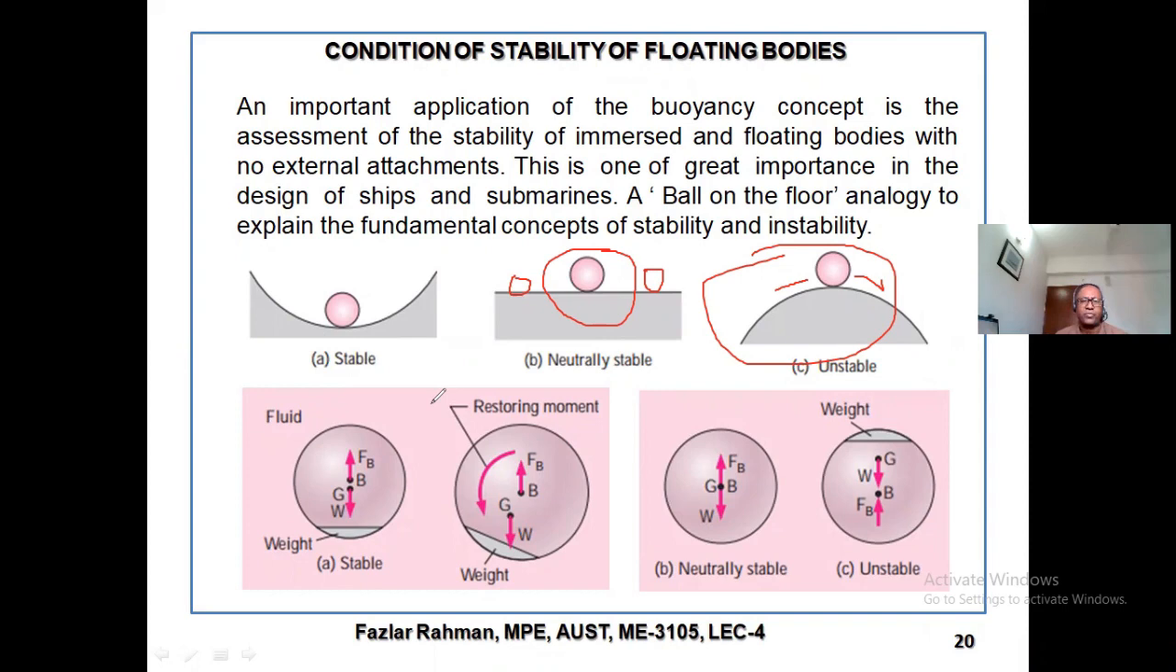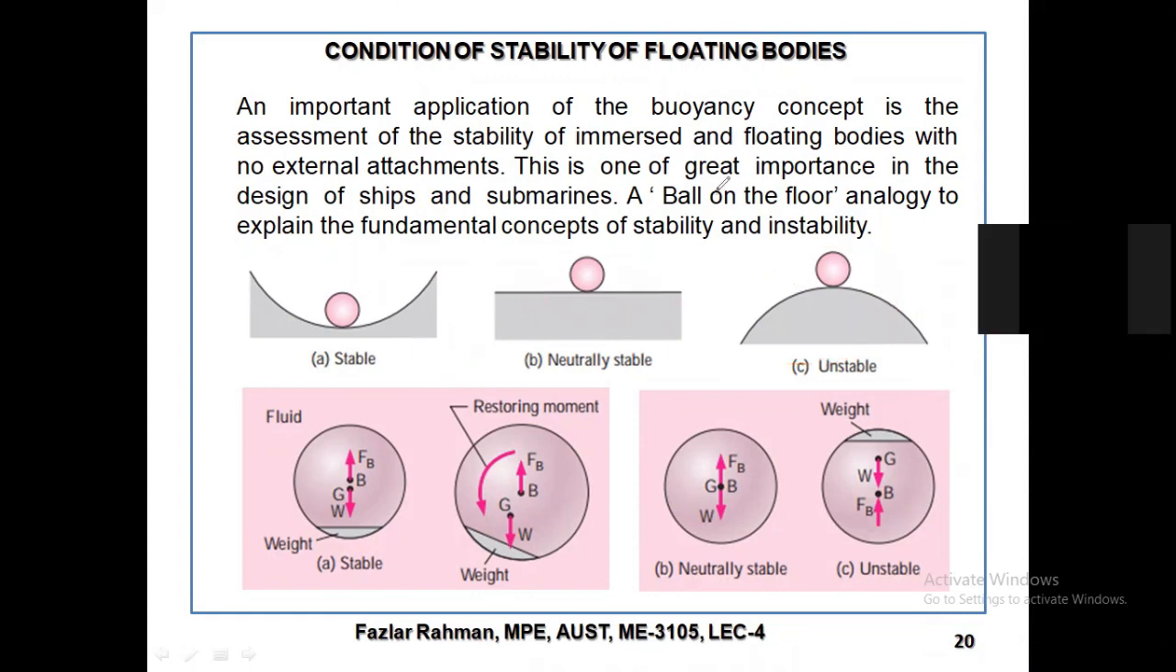That is called a stable body. Now, we will see how a body remains in a stable, unstable, or neutrally stable condition in the case of a boat or a floating body. Okay, so let's take it in the next slide.